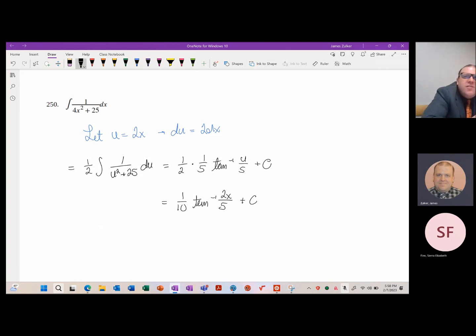There's your antiderivative. How did you get the half out? But u equals 2x, right? Then why did you take the derivative? You have to, with u sub. Or you used u sub? Yes. Right, so I'm doing a u substitution here, right?